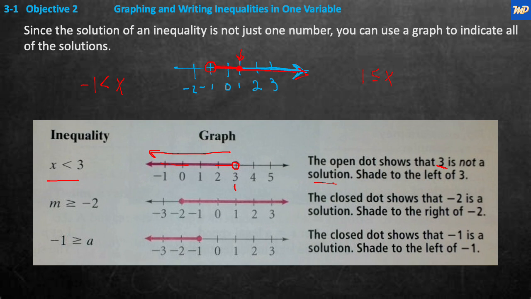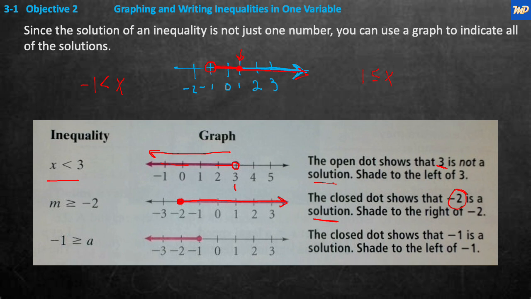How about m is greater than or equal to -2? So in this case, the dot right here on -2 says that it is included. So m is greater than or equal to -2. That means you include -2 and everything greater than -2 is included. The closed dot shows that -2 right here is a solution. And then you shade everything to the right, okay?